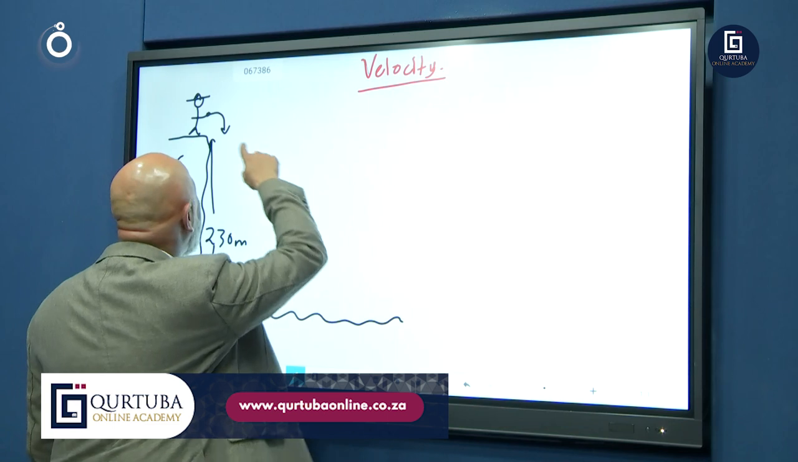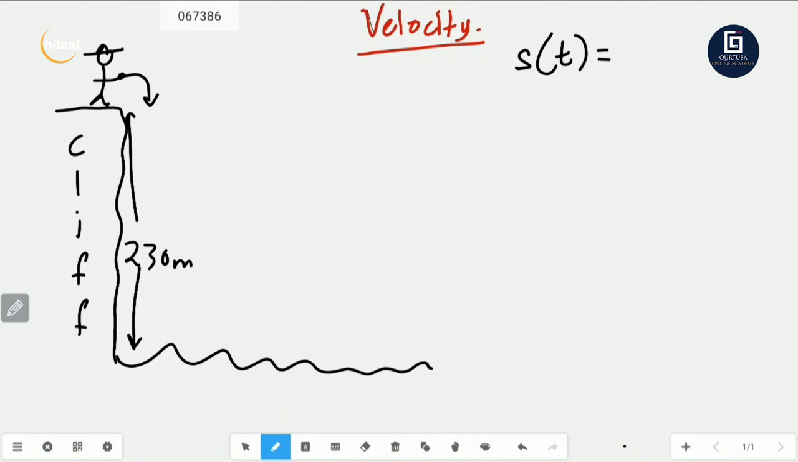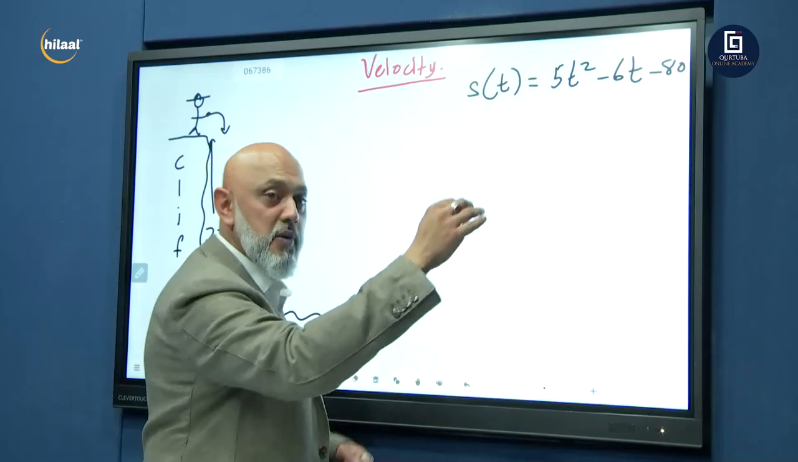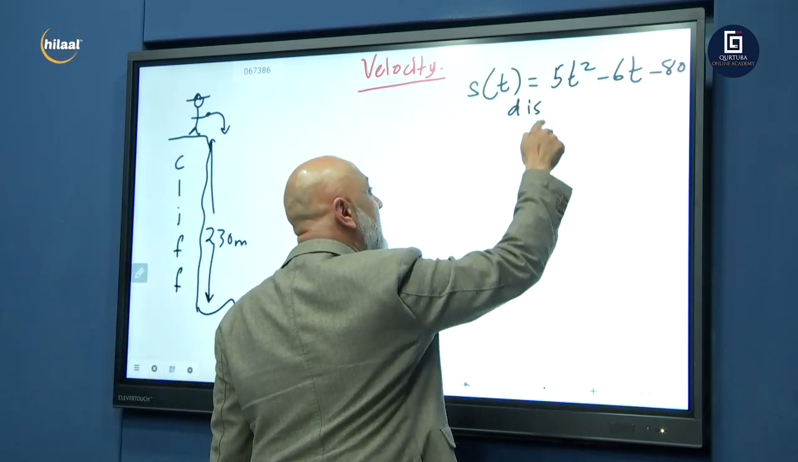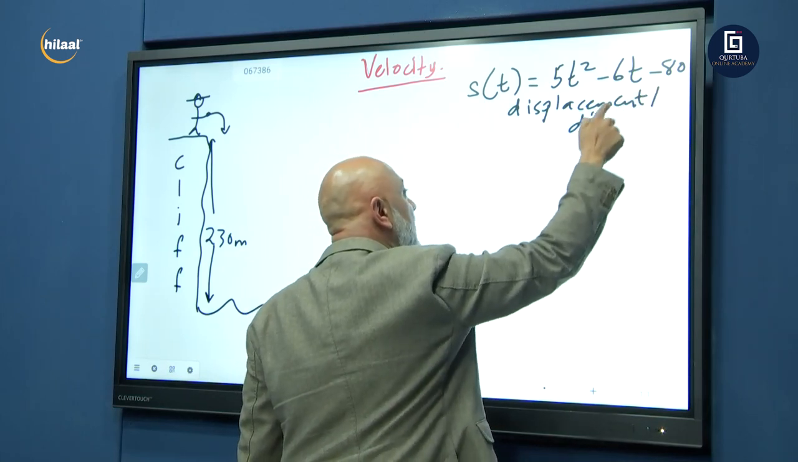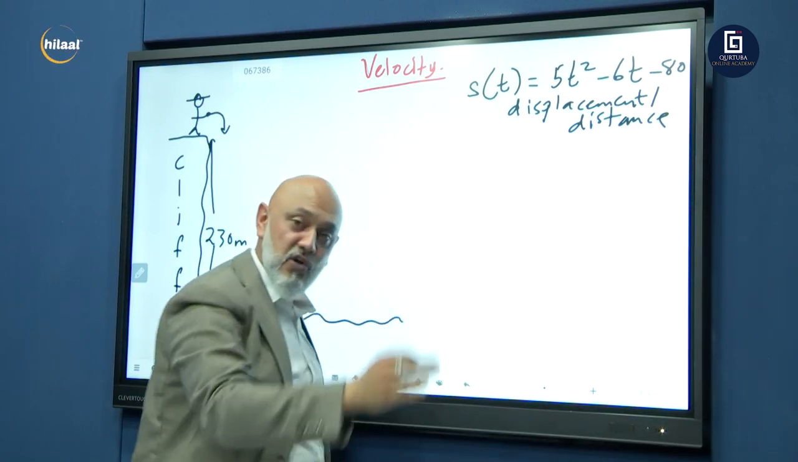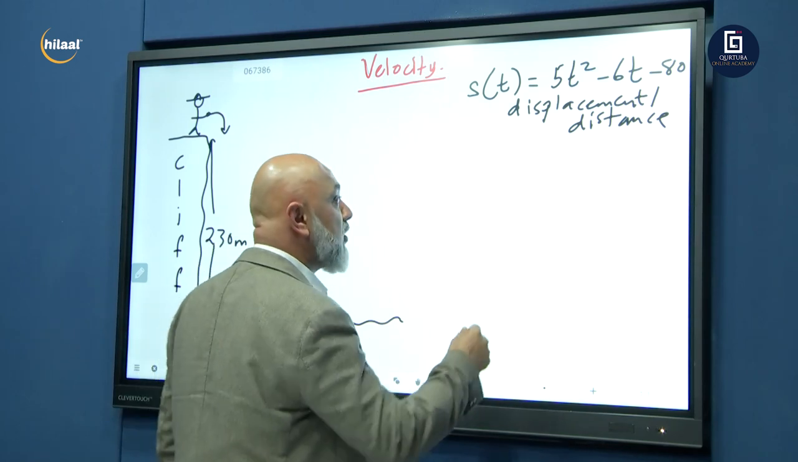We want to now calculate. We tell you that the displacement, s(t), is given by, let's say, 5t squared minus 60t minus 80. Now that is the equation of the stone's displacement. Another word for displacement is going to be the distance. So the distance that stone traveled is given by 5t squared minus 60t minus 80.